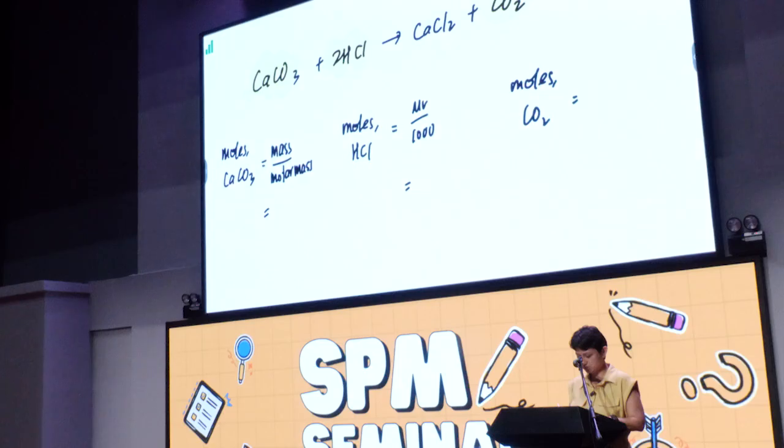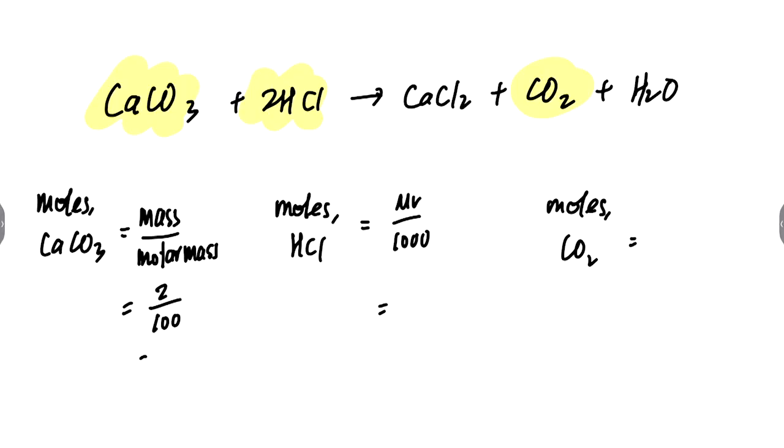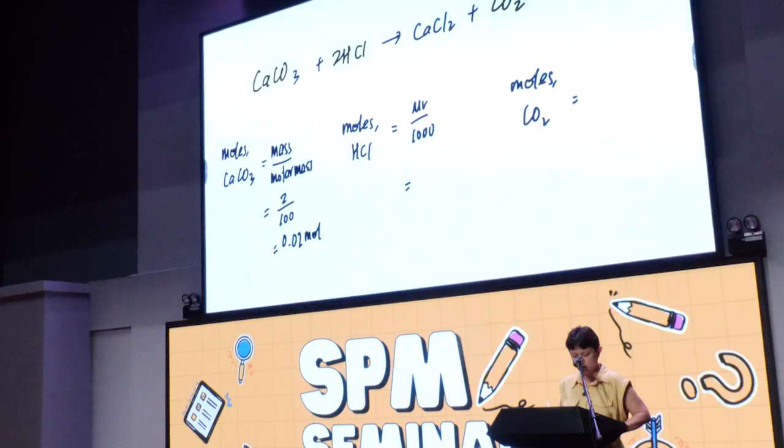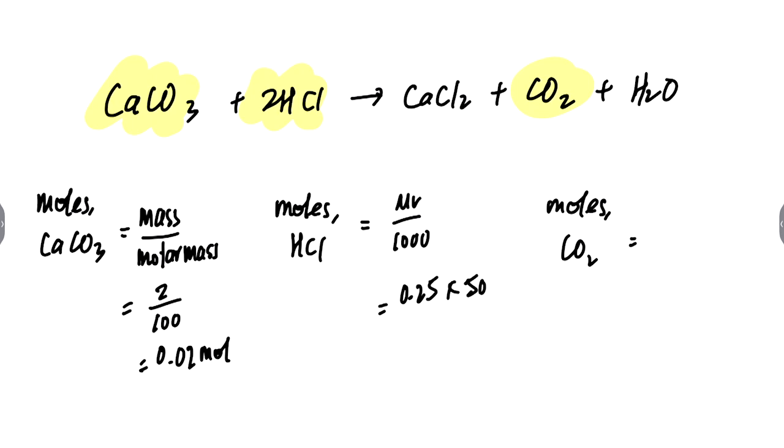Okay, now. Bilangan mol calcium carbonate, amount of moles, 2 over 100. You got that? Yeah, 2 over 100 because they give you 2 grams in the question, right? So 2 over 100, 0.02 mole. Okay, everybody got the first one? Yes. All right, this one, MV over 1,000. M they give in the question, 0.25. V is 50. Ini semua diberi dalam soalan. Over 1,000, you get 0.0125.